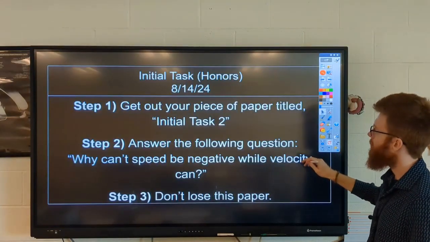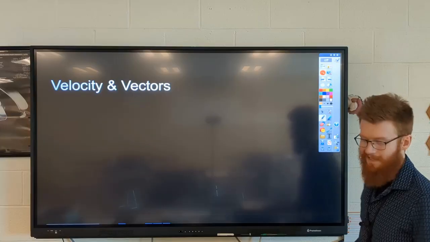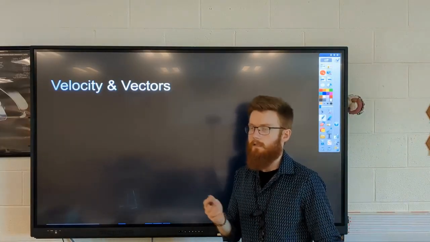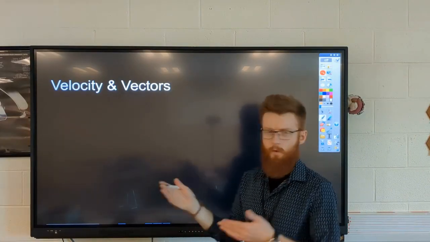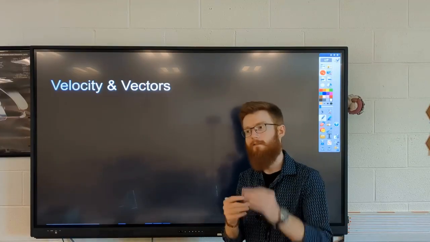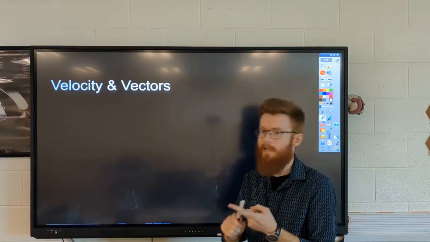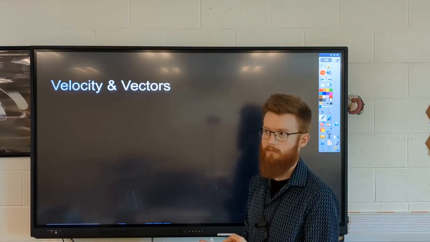But now, let's talk about velocity and vectors. Velocity is honestly, I often think about it as the more useful version of speed. Speed tells us how fast we're going. Velocity, on the other hand, tells us how fast we're going and in what direction.